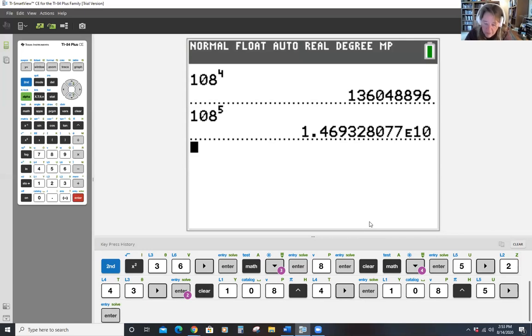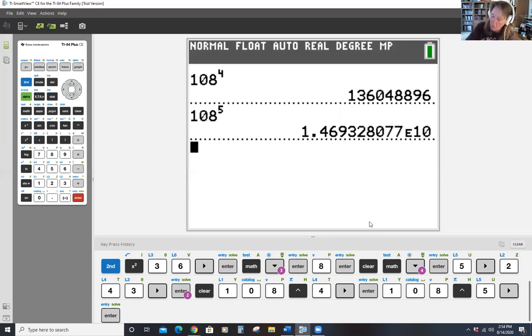So we're going to write this number and round it to the nearest thousandth. To the nearest thousandth, that's going to be 1.470. Since we rounded it to the nearest thousandth, the 328077 will come out. But I want you to focus on that E, that little bitty capital E. When you see that, you're going to replace it with the times sign and a 10. And the 10 is going to be raised to whatever power you see after the E.